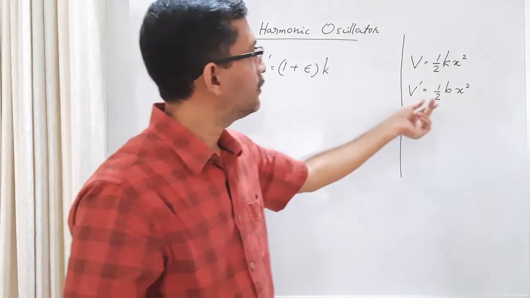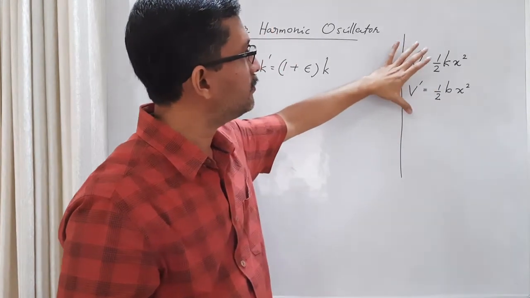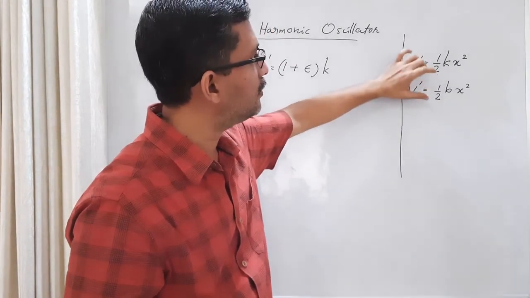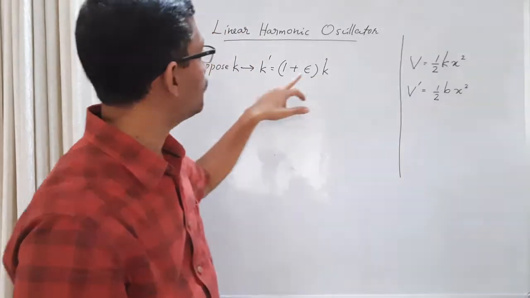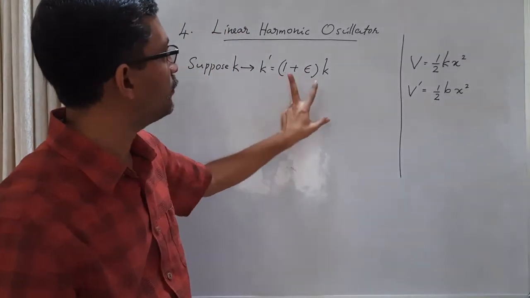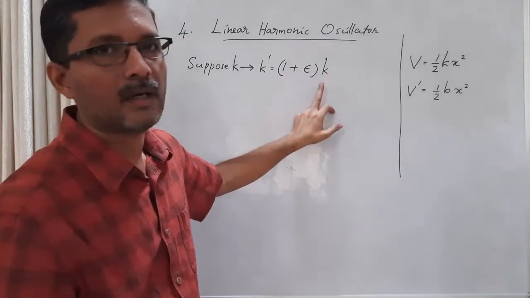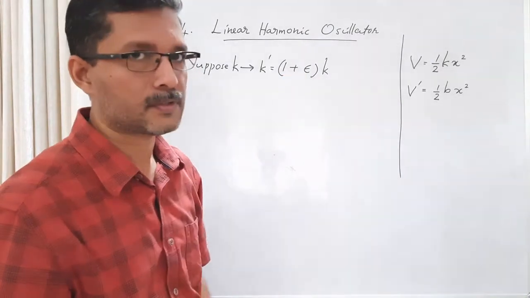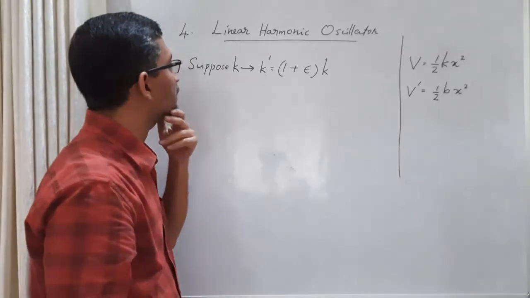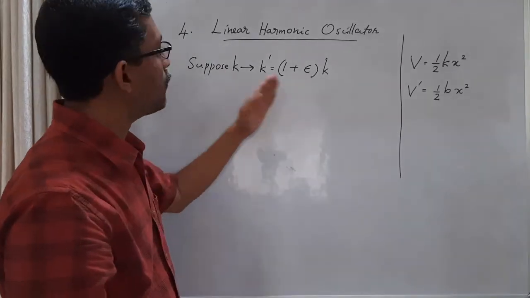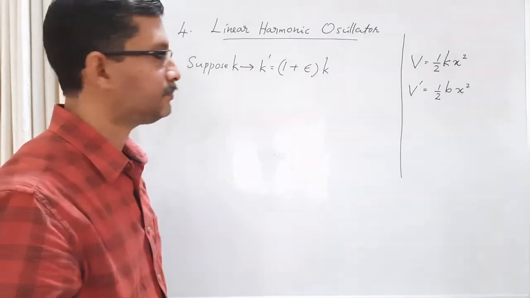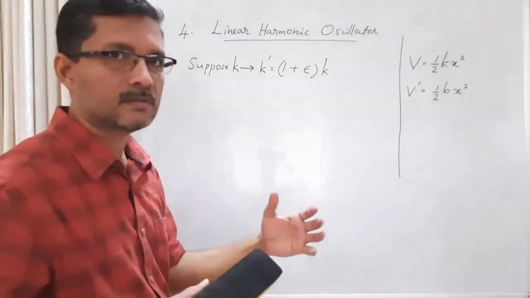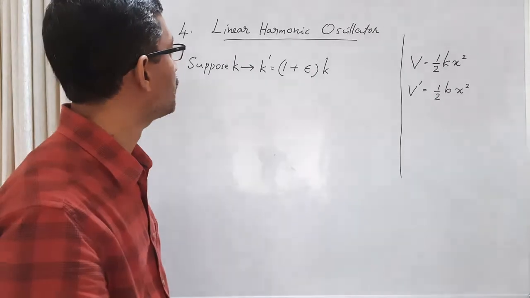For example, if you combine them, the new force constant will be k plus b. So instead of taking k plus b, I am just taking, if you open this bracket, k plus epsilon k. So b is nothing but epsilon k. We will see that. So let us say the force constant of a linear harmonic oscillator increases by a small amount. It becomes more rigid. The oscillator becomes more rigid.